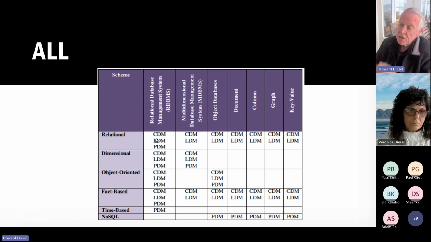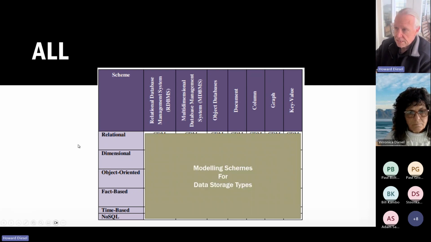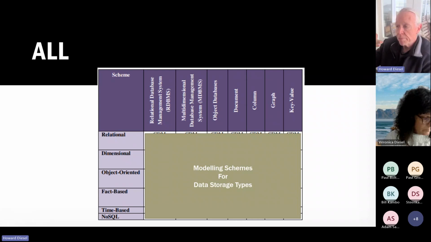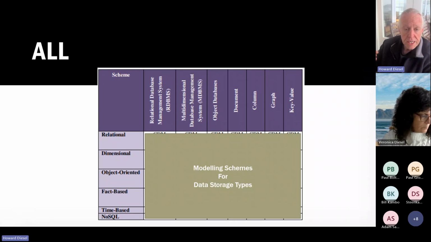I'm hoping you're seeing here that the conceptual data model is applicable to all storage types. It's required for all storage types, and even the logical data model is appropriate. It's just the physical data model where we see these differences. When you get into time-based and NoSQL, you're now talking physical representations or physical data models. That's pretty much what that diagram is saying, and it's important to understand what schema is the most appropriate for the business problem I'm trying to deal with. That's one of our data modeling scorecards: choosing the right schema.